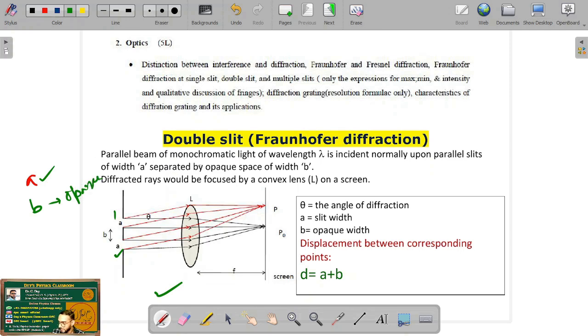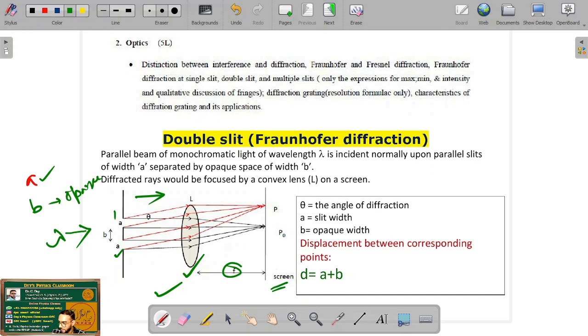A parallel beam of monochromatic light of wavelength lambda is incident normally upon those parallel slits of width A separated by an opaque space B. After diffraction from these two slits, diffracted rays are focused by a convex lens, and a screen is placed at the focal plane of this convex lens. After passing through the lens, the diffracted rays merge and produce a diffraction pattern on the screen. So diffraction patterns are recorded on the screen.